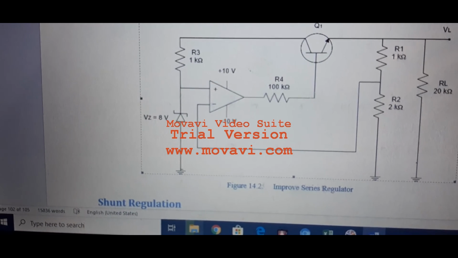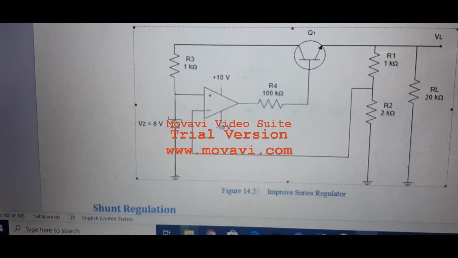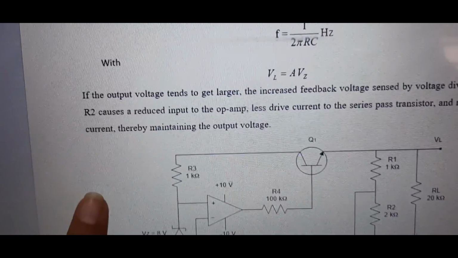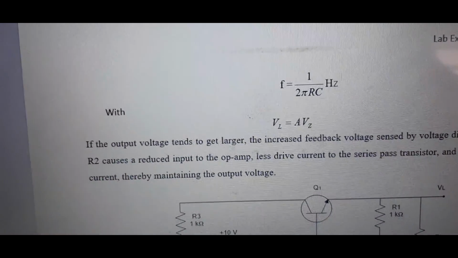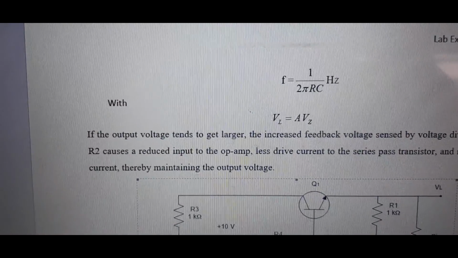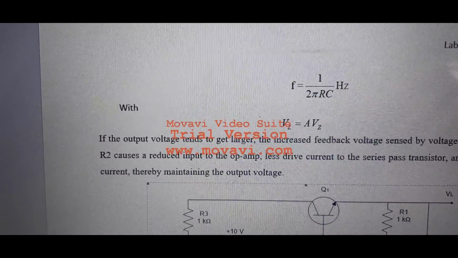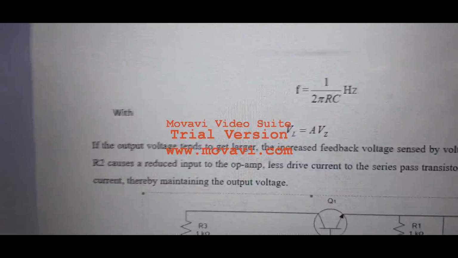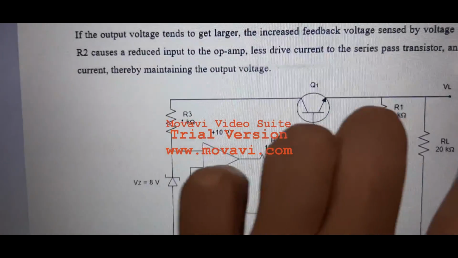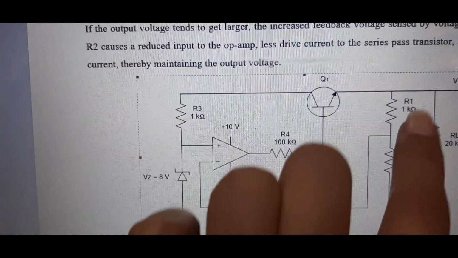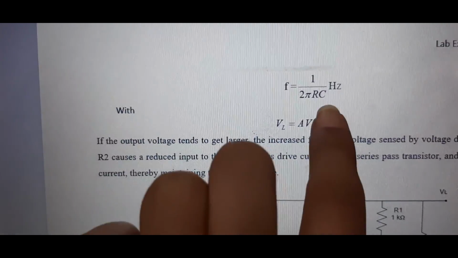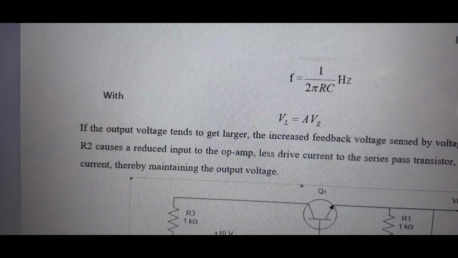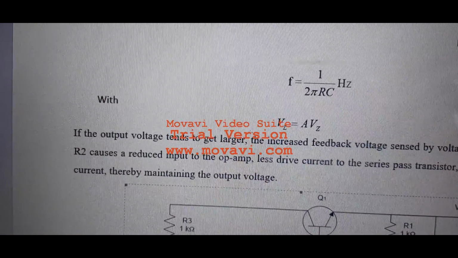The output voltage of this series voltage regulator is given by the equation shown above, which is VL equals A times VZ. Here A is the voltage gain of this op-amp, which is equal to 1 plus R1 over R2, this R1 and this R2. So 1 plus R1 over R2 will be equal to the gain of this op-amp, and this will be the value of the output voltage, and it is given by this equation.